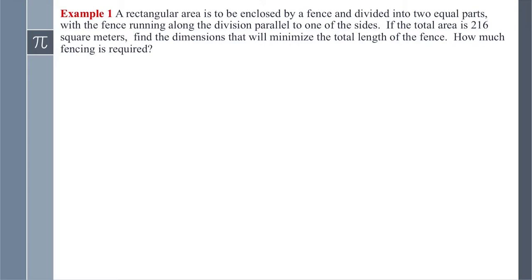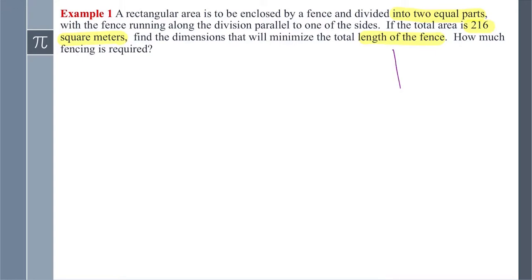This is an example where it says a rectangular area is to be enclosed by a fence and divided into two equal parts, with a fence running along the division parallel to one of the sides. If the total area is 216 square meters, find the dimensions that will minimize the total length of the fence. So how much fencing is required? Let's go ahead and draw first. We have a rectangular area that we are going to enclose.